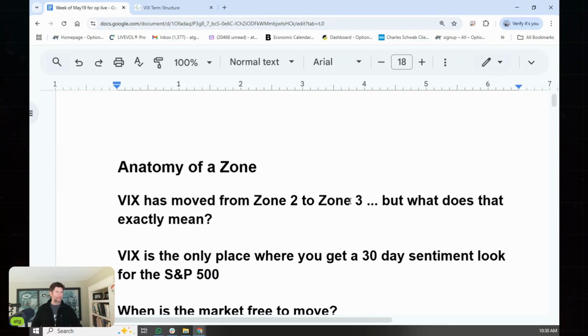And by the way, I'm positioned just like this. So we'll see what happens.